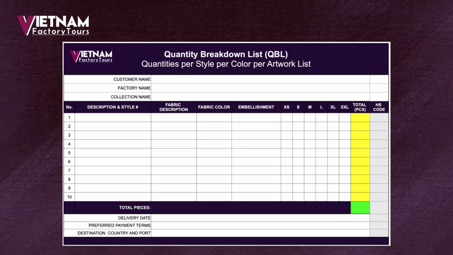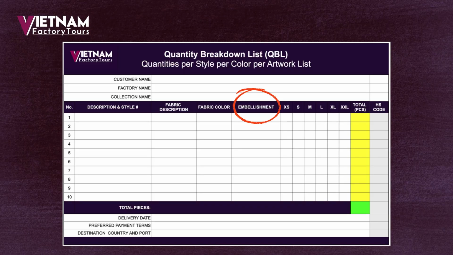The next column is embellishment. So you might have screen print, you might have sublimation print, you might have embroidery, you might have sequins that are different for the different styles. And making that crystal clear on the quantity breakdown list will help the factory understand what it is they're expected to do, and as I said, how complicated or not complicated the order is.